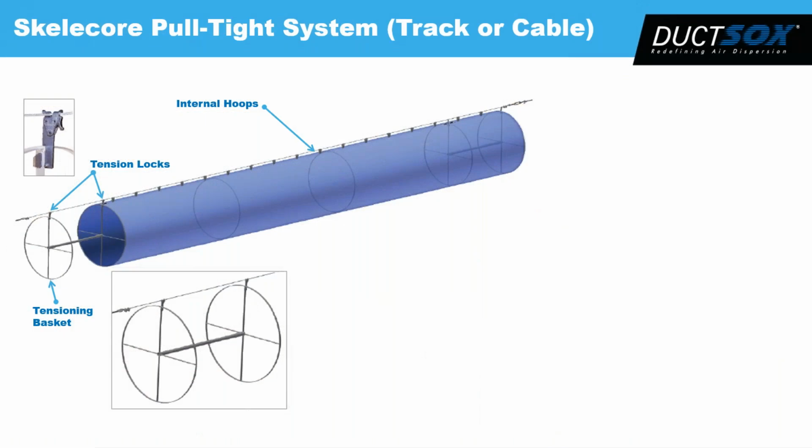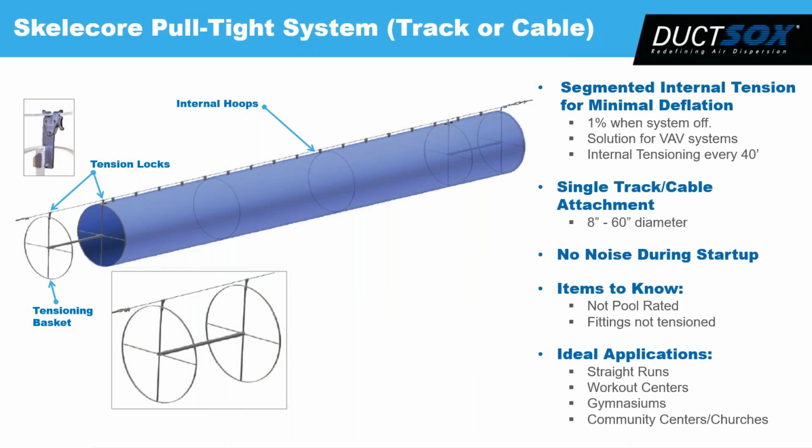And then this is kind of the high tier for hanging, would be our Skelecore pull tight system. So these will show a 1% at most when the system is off. So if you have something that is really going to be a high demand for variable volume, if you're going from 100% down to 50% of operation, 10,000 CFM to 5,000 CFM, this is when we would want to start talking about something like this.